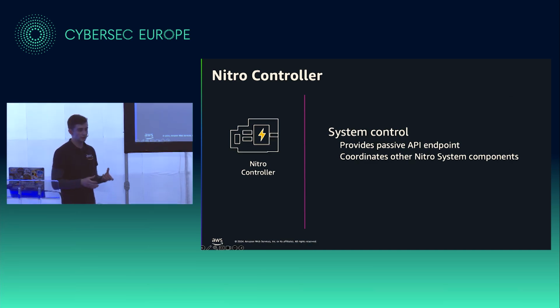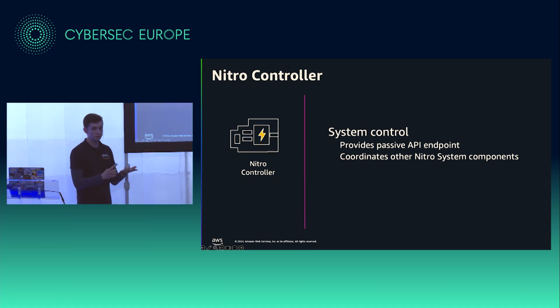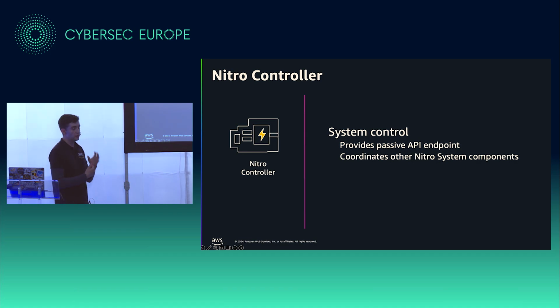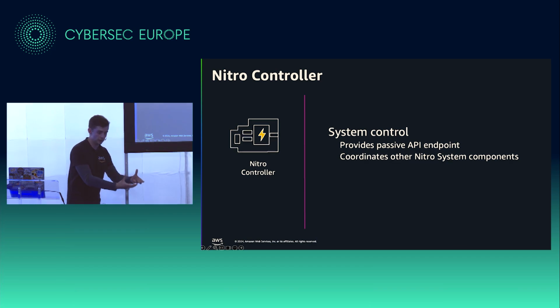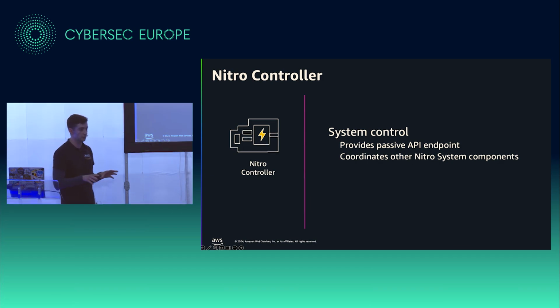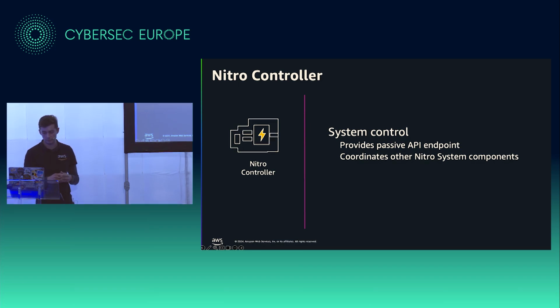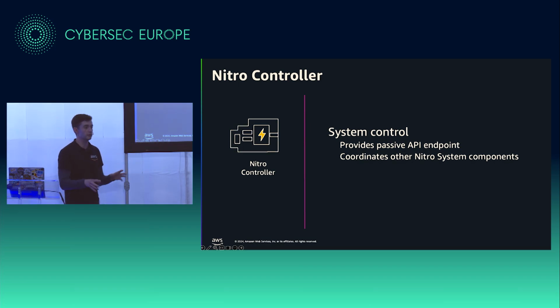What this provides, very importantly, is a passive API endpoint. So this allows for actions to be undertaken on the machine itself. So this could be start, stop, terminate an instance. But this is a completely passive solution. So we're indicating to the Nitro controller what it needs to execute upon the hardware. There's no active API here, so we can't actively access this. We must just send the request directly, and it coordinates all the other Nitro components within the system. So it's a very, very, very important card.